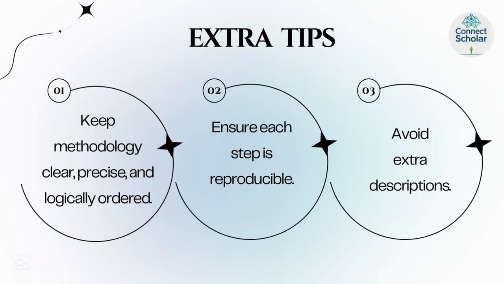Here are a few extra tips. First, keep your methodology clear, precise, and logically ordered. Number 2, ensure each step is reproducible. Number 3, avoid extra descriptions. So whatever parts I mentioned in today's video, you have to mention all these parts in your methodology portion. You have to write everything clearly. You have to make it in such a way that it is reproducible or replicable. Also, if you are using someone else's methodology, you must give them credit or references.